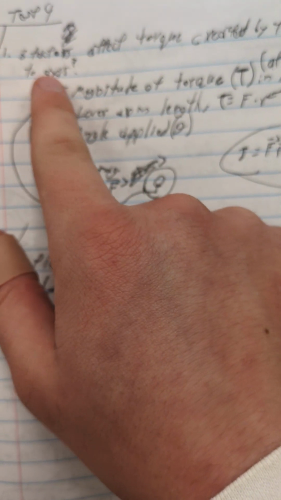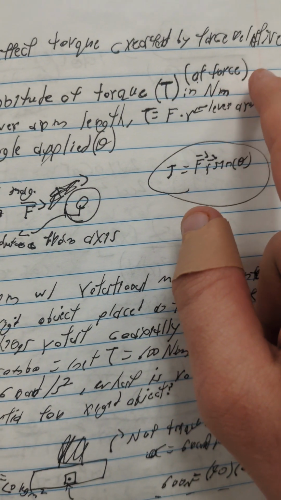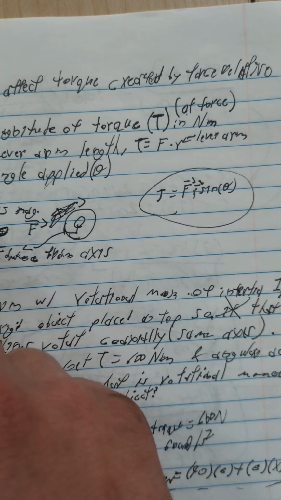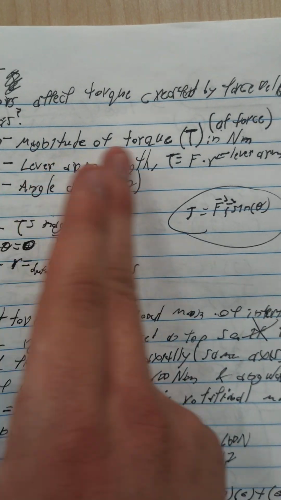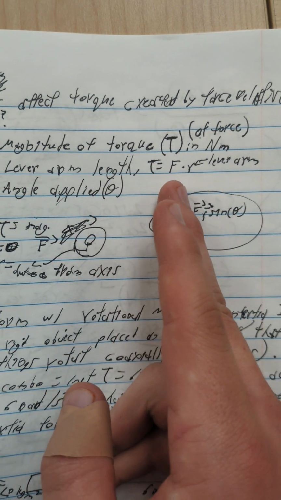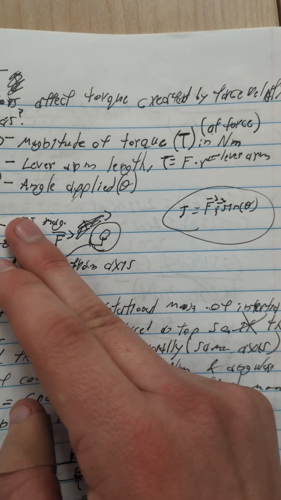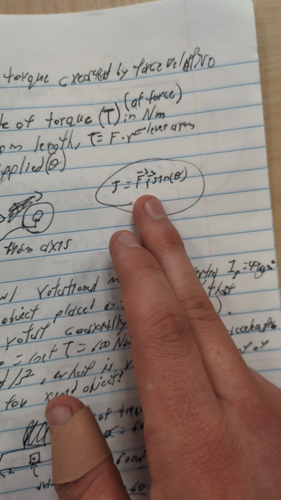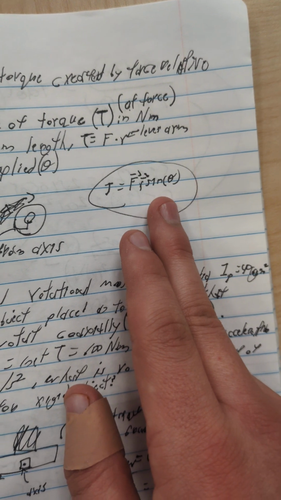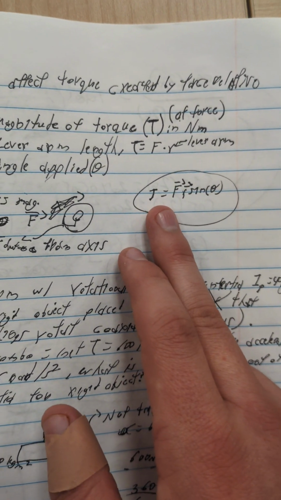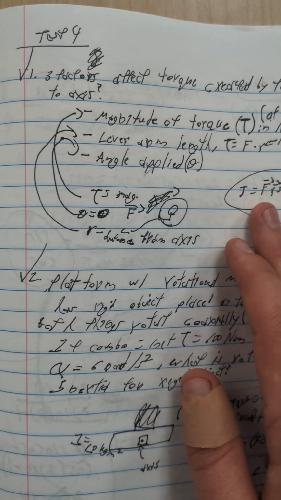Alright, number 1. 3 factors affect torque. What are the 3 factors that affect torque created by a force relative to the axis? I said magnitude of the force, the lever arm, or the length, and the angle applied. That is because torque is equal to the force times the lever arm times the angle. So angle applied, lever arm length, and magnitude of the force.